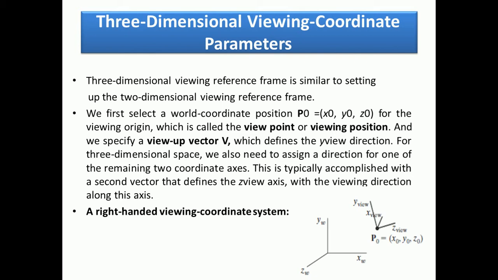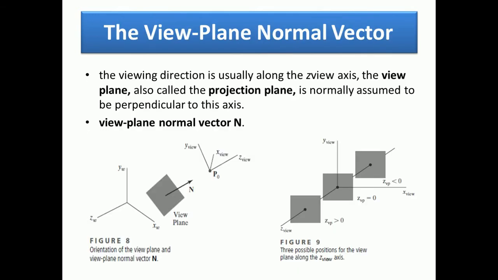For three-dimensional space, we also need to assign a direction for one of the remaining two coordinate axes. This is typically accomplished with a second vector that defines the z view axis, with the viewing direction along this axis. So, as the figure illustrates, this is the positioning of a three-dimensional viewing coordinate frame within a world system. Next is the view plane normal vector.